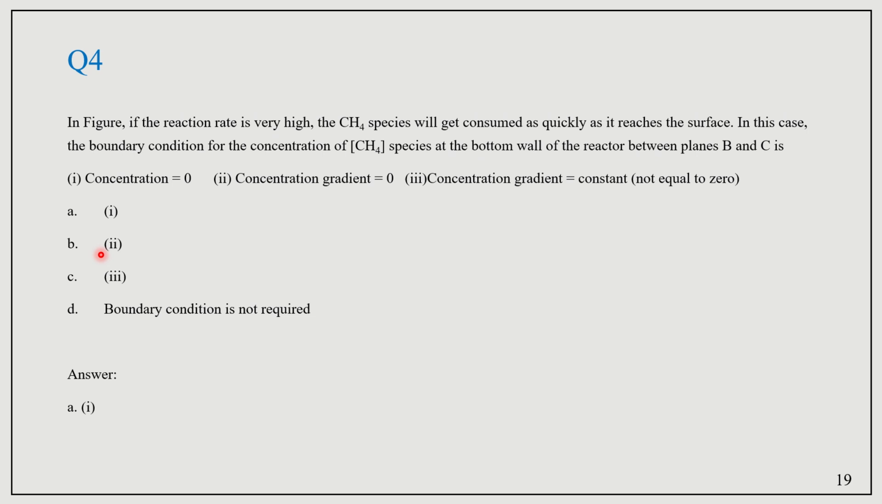This is because it is mentioned that the reaction rate is very high and methane species will get consumed as quickly as it reaches the surface. Because of this statement, the concentration of methane at the bottom of the reactor between the planes B and C will be zero, because it is consumed as quickly as it reaches the surface due to the very high reaction rate. So one is the right answer. Now we will go to question 5.